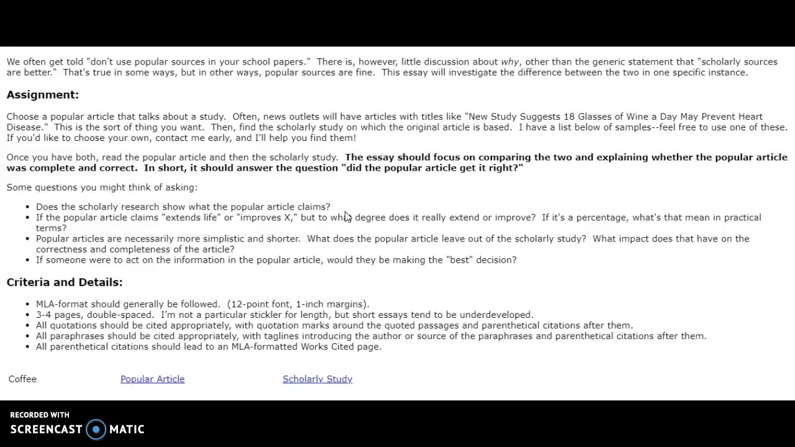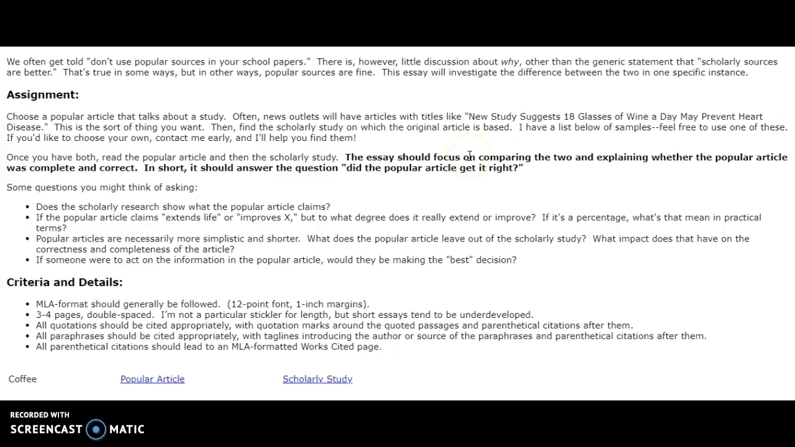The work this week asks you to write an annotation on the scholarly study, and we'll talk about that in just a second. That is just a way to read and then sort of summarize it in your own head. But the goal of your essay is to answer the question, is the popular article complete and correct? In other words, you're going to compare the two.